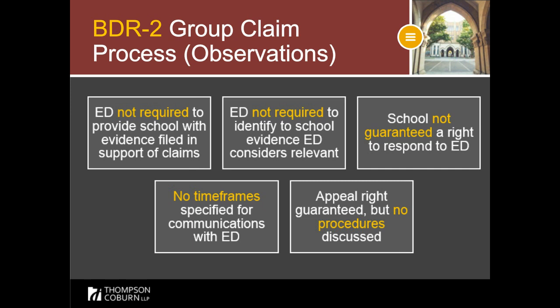Presumably, if the ALJs operate the way they do now, they would probably create some sort of order governing proceedings and lay out time frames. But again, it's not in the reg. And while there's an appeal right guaranteed, there are no procedures. It just says you can appeal to the secretary. So we have no idea what that appeal would look like or how it would be carried out under BDR-2.